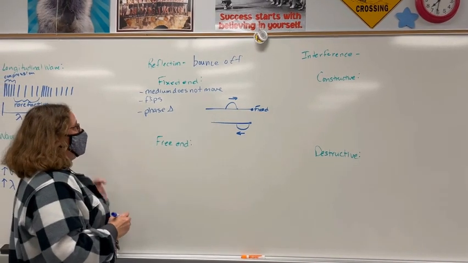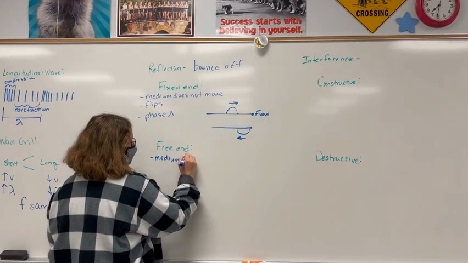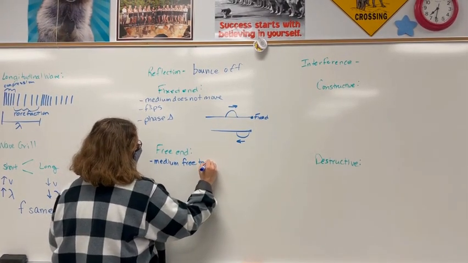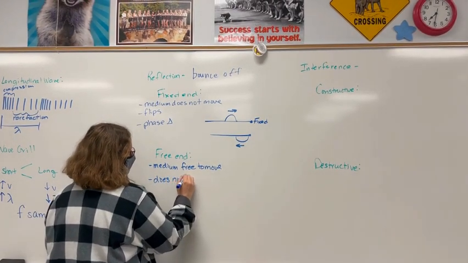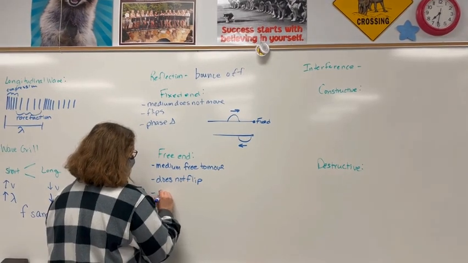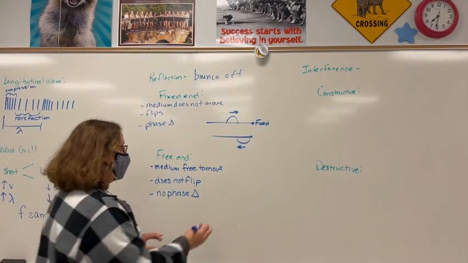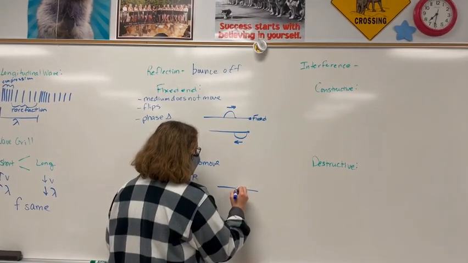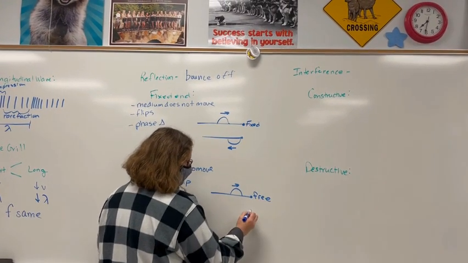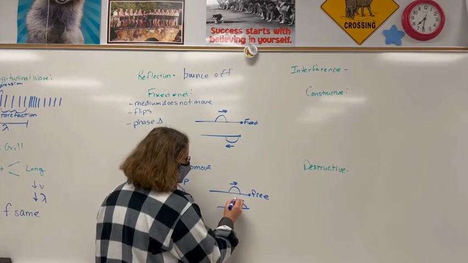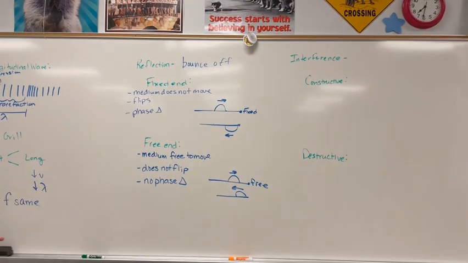For a free end reflection, the medium is free to move. It does not flip. And there is no phase change. So what does that look like? Again, you're going to have your wave pulse traveling that direction, hits a free end, and that means it's going to still travel on the upside, traveling to the left.